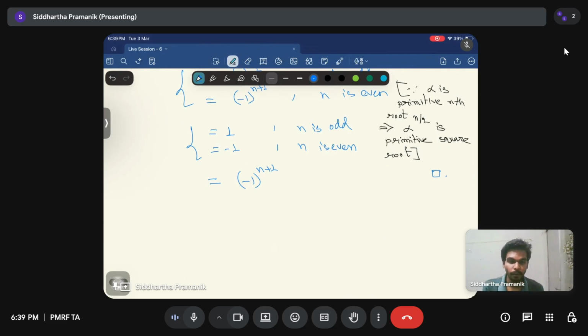Okay, so the sum of nth roots is 0 and the product of nth roots is minus 1 power n plus 1.